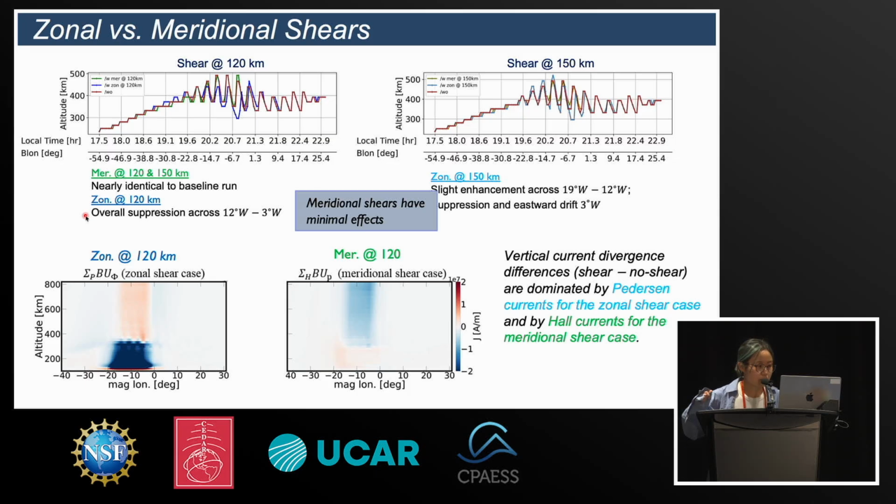This is because, on the bottom, the difference of the vertical current divergence driven by the zonal and meridional shears. For the meridional shears, the current is mainly carried by the Hall conductivity, and the Hall conductivity becomes very small at night. So this is why it has a minor effect.